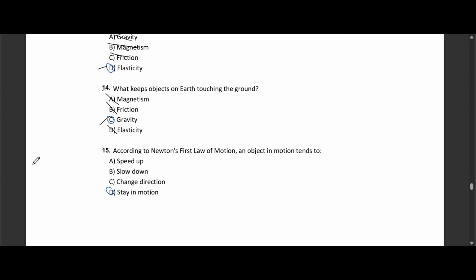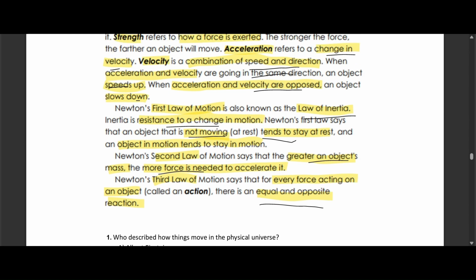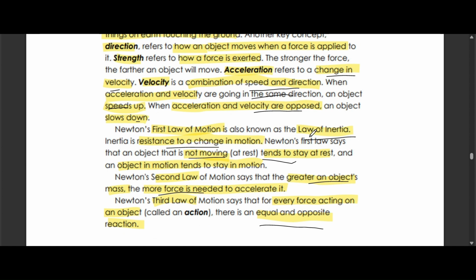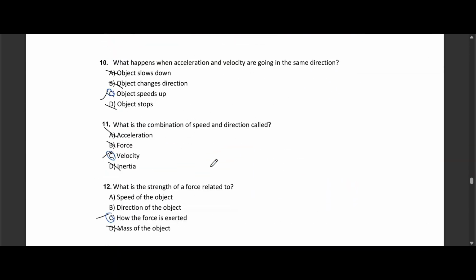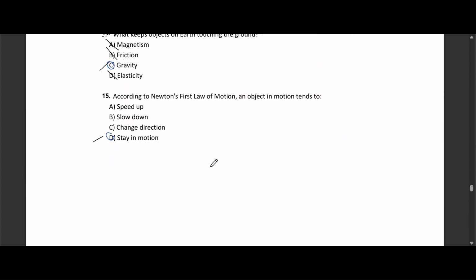Question 15. According to Newton's first law of motion, what does an object in motion tend to do? Does it A, speed up, B, slow down, C, change direction, or D, stay in motion? The answer is D, stay in motion. Newton's first law basically says that things like to keep doing what they're already doing, unless something changes. So if something is moving, it'll keep moving in the same direction and at the same speed until a force acts on it. Options A, B, and C all involve changes that need a force to happen.